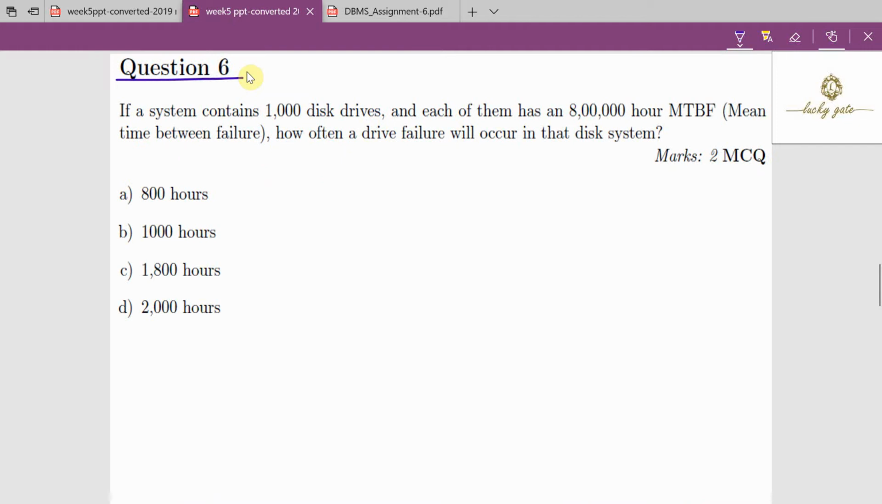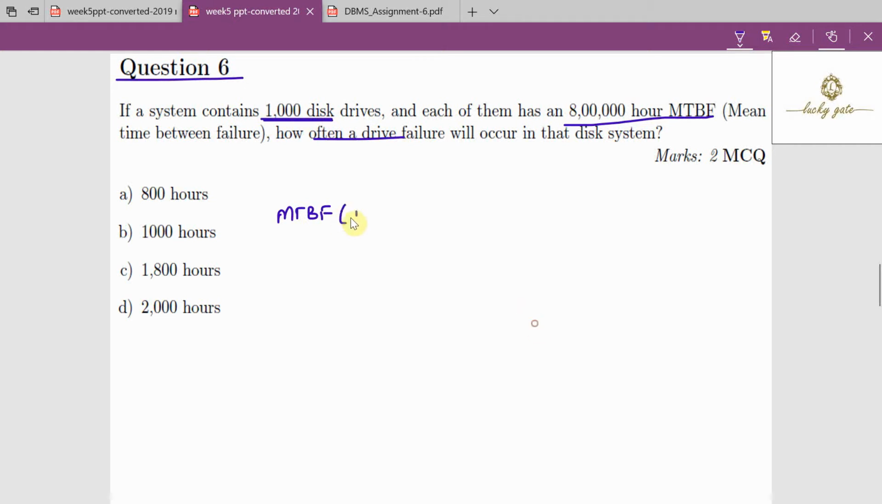Question number 6. If a system contains 1000 disk drives, and each of them has 8 lakh hours of MTBF, mean time between failures, which is an average time between failures. How often will a drive failure occur in the disk system? How often a failure will occur means MTBF, mean time between failures. This is not on a single disk; we can call it an array of disk drives.